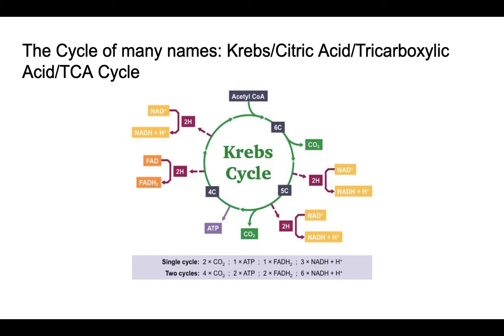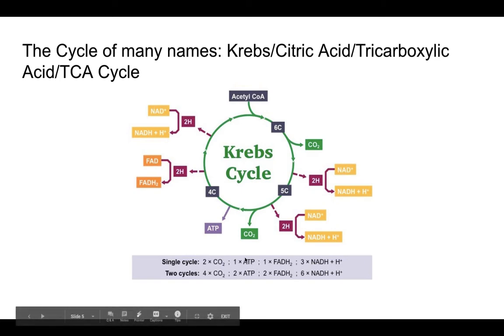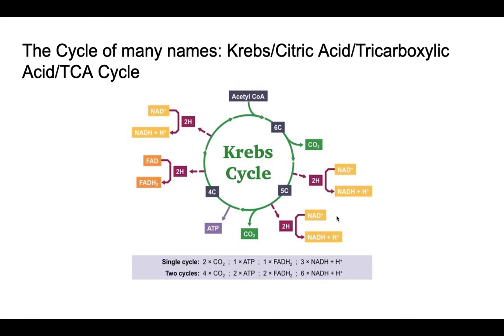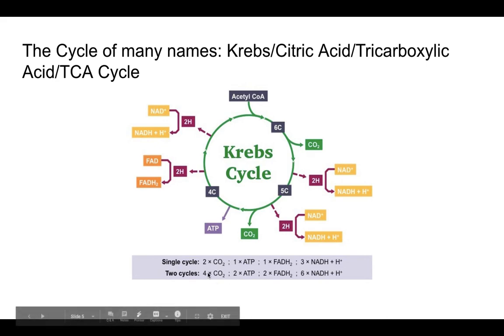As a quick summary, we, in the link reaction, have our pyruvate molecule actively transported into the matrix of the mitochondria, where it gets broken down into a 2-carbon molecule, which then combines with coenzyme A to become acetyl-CoA, which then enters the Krebs cycle, where we end up producing 2 carbon dioxide molecules per rotation, 1 ATP molecule per rotation, 1 FADH2 molecule per rotation, and 3 NADH molecules per rotation. And then for 2 cycles, you would simply double this, and that is what you would expect for 1 glucose molecule.